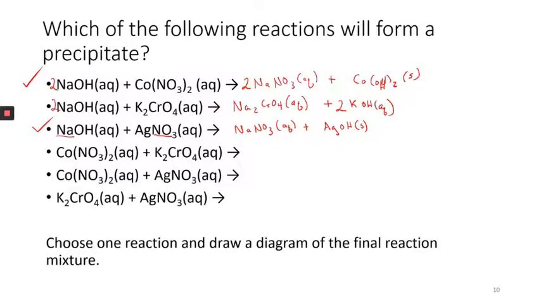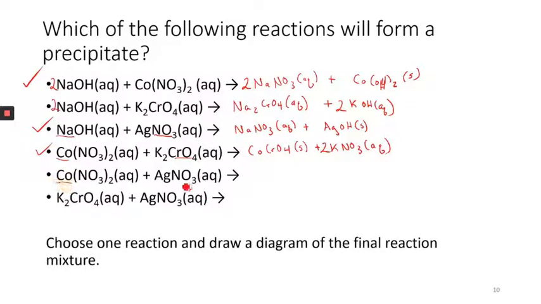Our next one, we're going to take cobalt and bond it with chromate. And that forms a solid that precipitates out, plus potassium nitrate. Remember, all nitrates are aqueous, and we need to balance that. So this one here forms a precipitate.